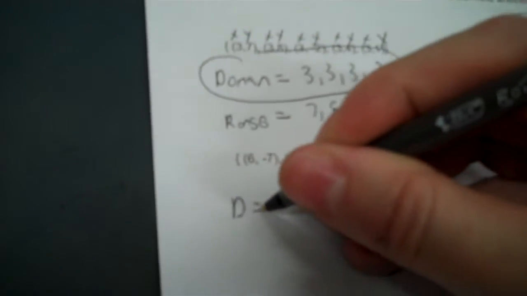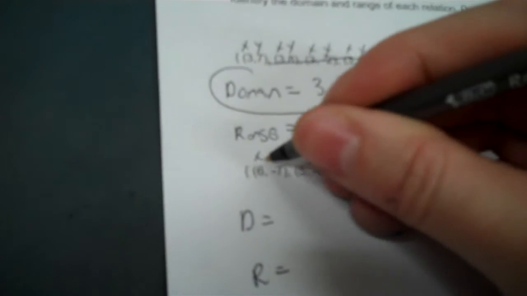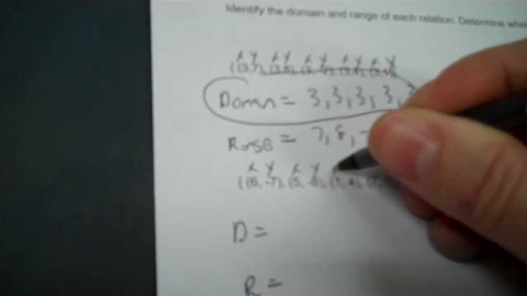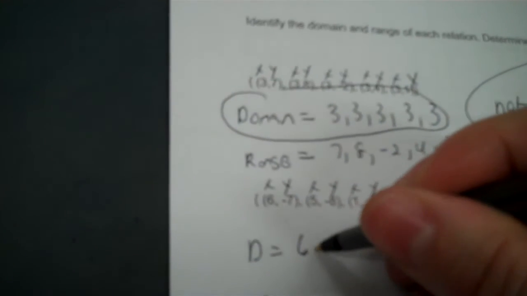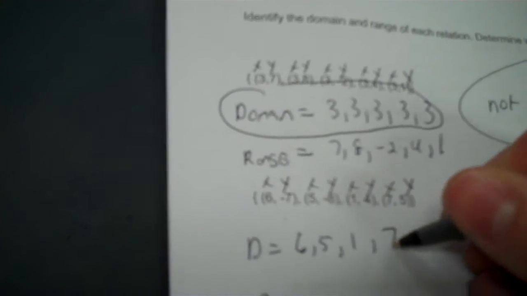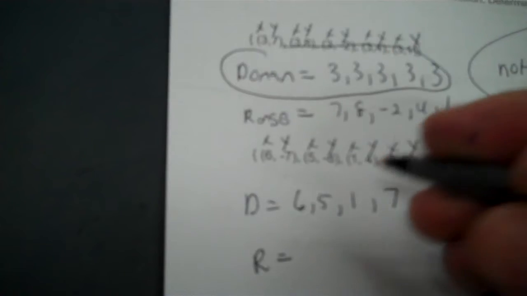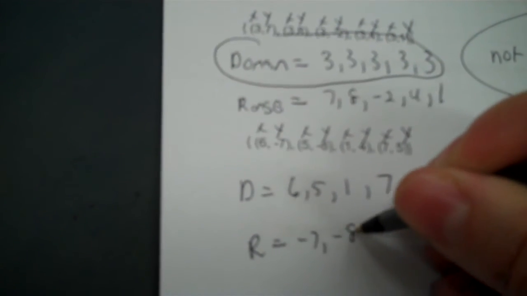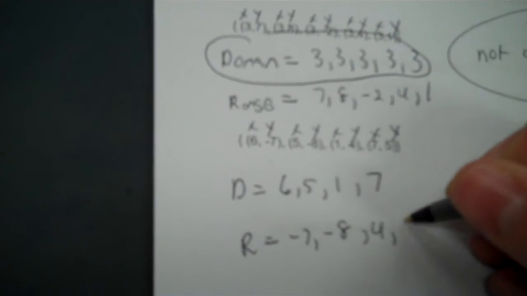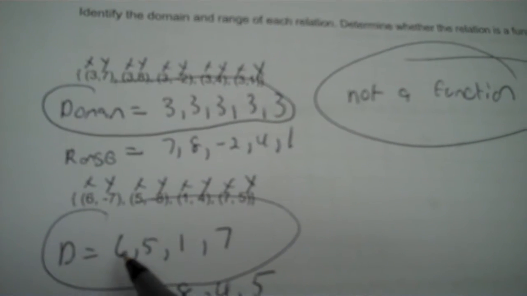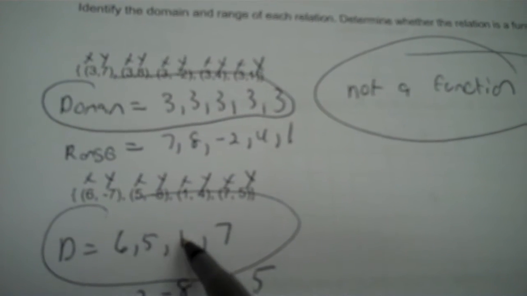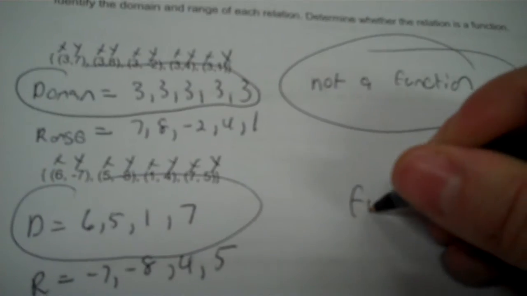Okay, next one, you can just put D and R. So the domain are your x's. You got 6, 5, 1, and 7. The range, you got negative 7, negative 8, 4, and 5. Now remember, I'm just looking at the domain. Now here, do I have any repeats? Nope, that appears once, once, once, once, then it is a function.